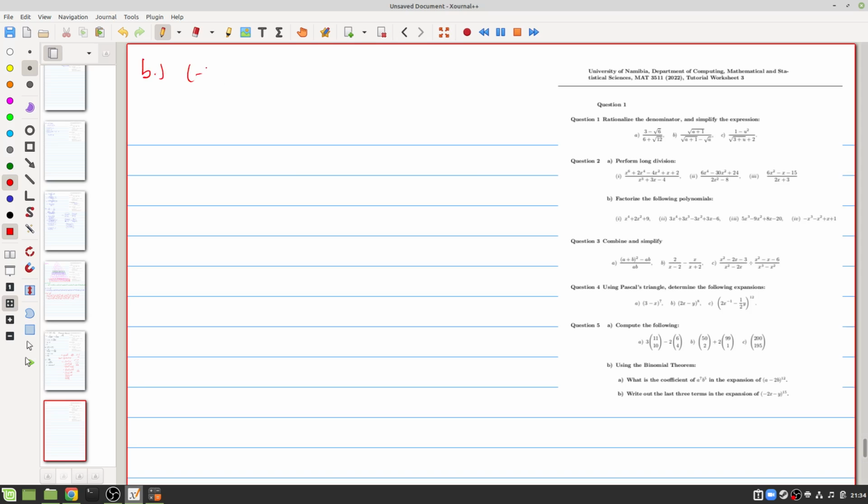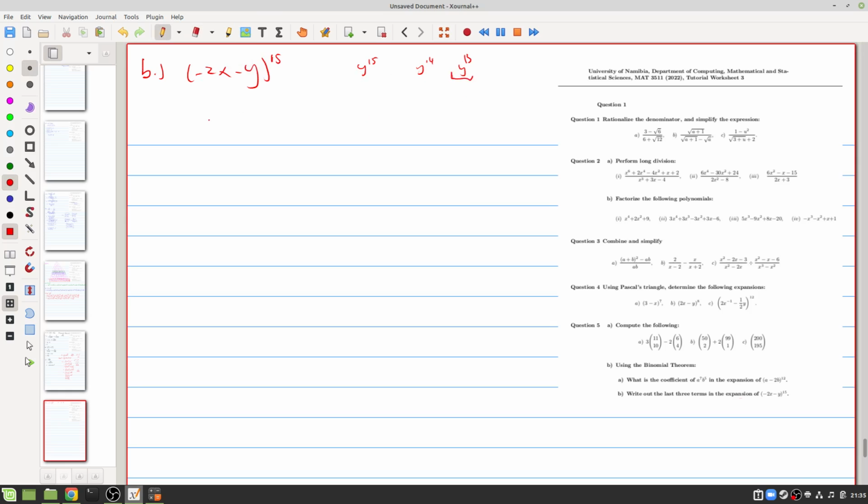Here we have negative 2x minus y to the power of 15. And we want the coefficient, or write out the last 3 terms in the expansion. So the last 3 terms. Okay, so y to the power 15 is the last term, y to the power 14 is the second last one, and y to the power 13 is the third last one, right? Because we know this starts at 0 and then it goes up to 15 at the end. Alright, so we want these terms.